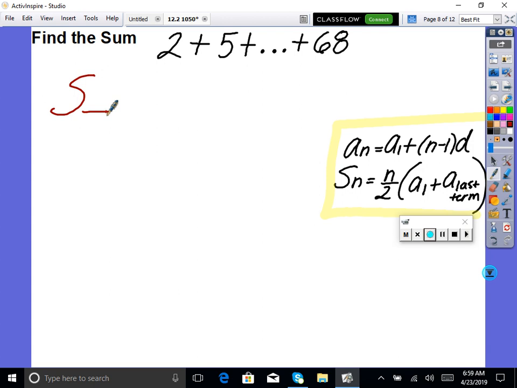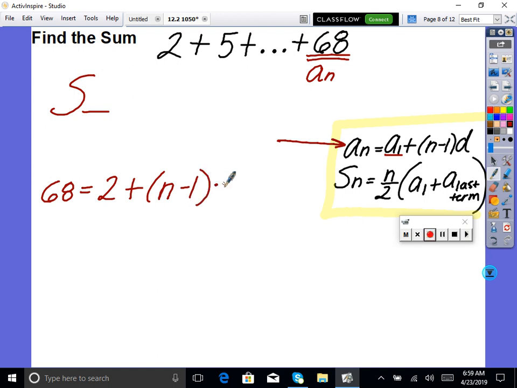So what you would do is say, I can't do my sum formula yet. Let's go back to this and plug in what we do know. All right, so what is a sub n? 68, right? 68 is our final term we're trying to find. So we say 68 is equal to, what's a sub 1? 2, plus, now do we know what n is? No, that's what we're trying to figure out, right? So we have no idea what n is on this one. So n minus 1, but our common difference is 3. So now do you guys see how the only unknown is n now? So now we would solve for n.